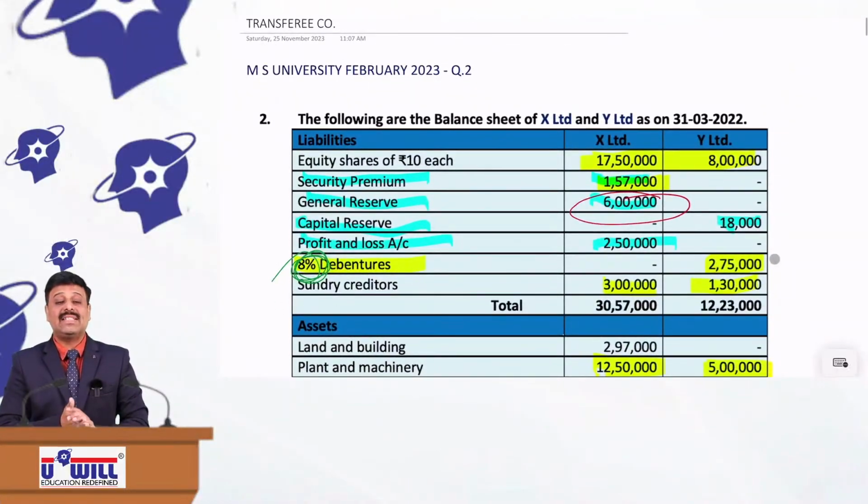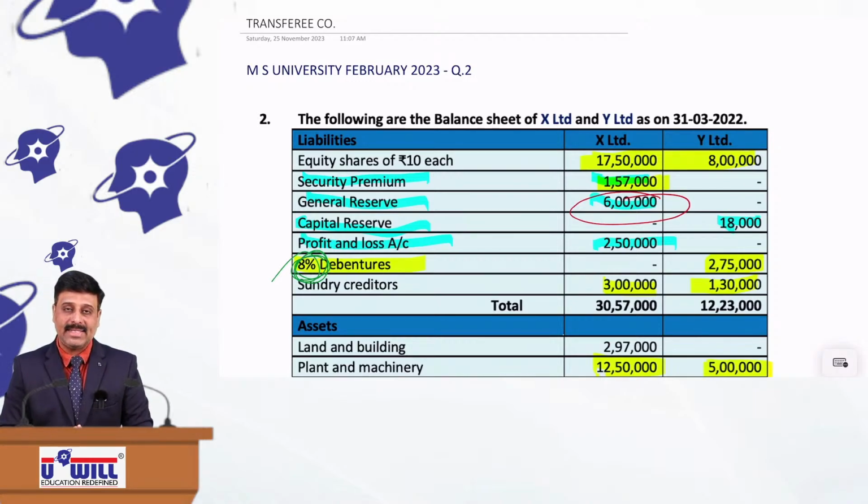So friends, this is how we have to do the accounting in the books of transferee company by pooling of interest method. This was the most recent question asked in your exams. I hope the sessions taken for amalgamation, 5 sessions, will help you a lot. In 5 sessions, we have tried to cover majority of all the aspects.